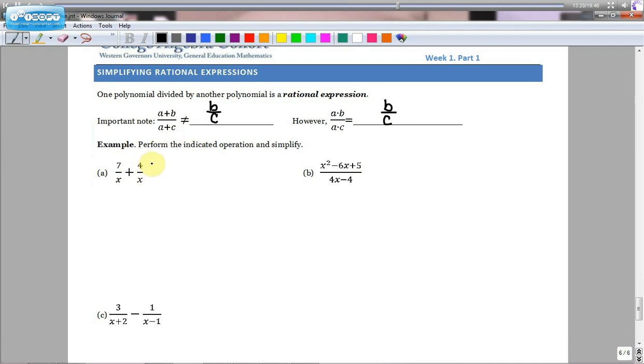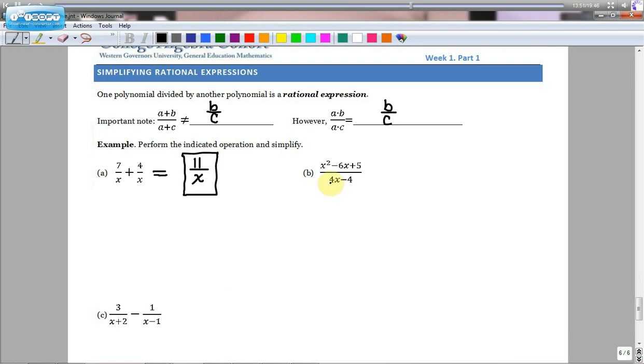Okay, so let's perform the indicated operation and simplify. For part A, we're just adding two fractions together. If you look at the first page of our handout, when adding fractions, you have to have a common denominator, which we do. So we just add our numerators together. We get 7 plus 4, which is 11, and the denominator does not change, stays x. And that's it.